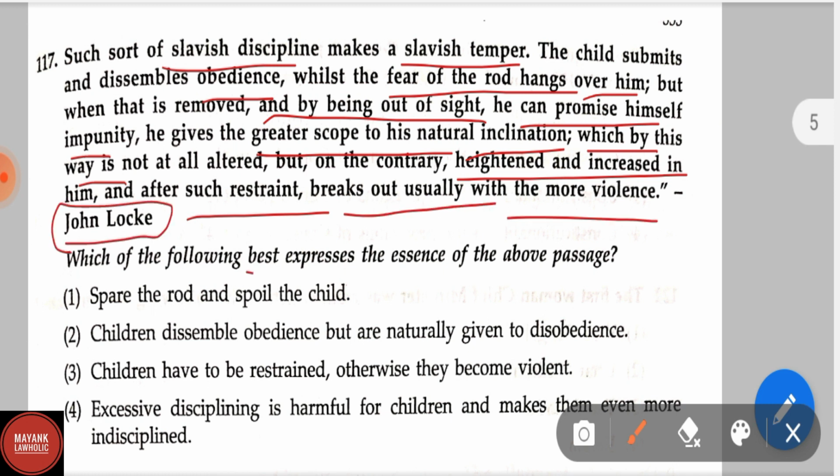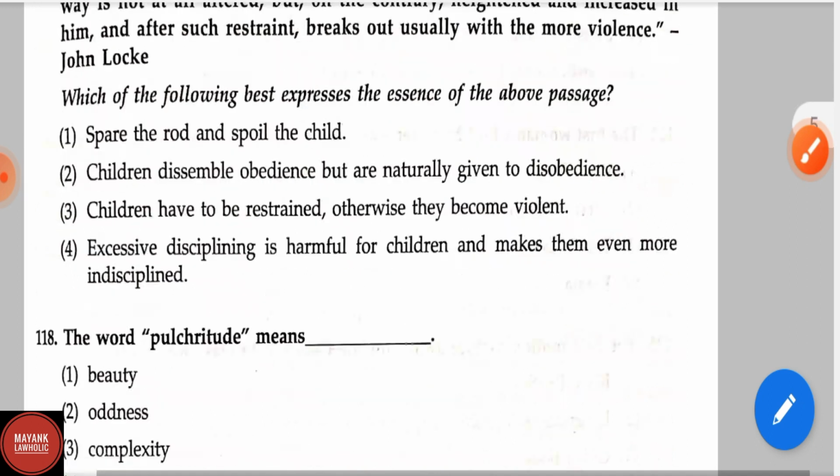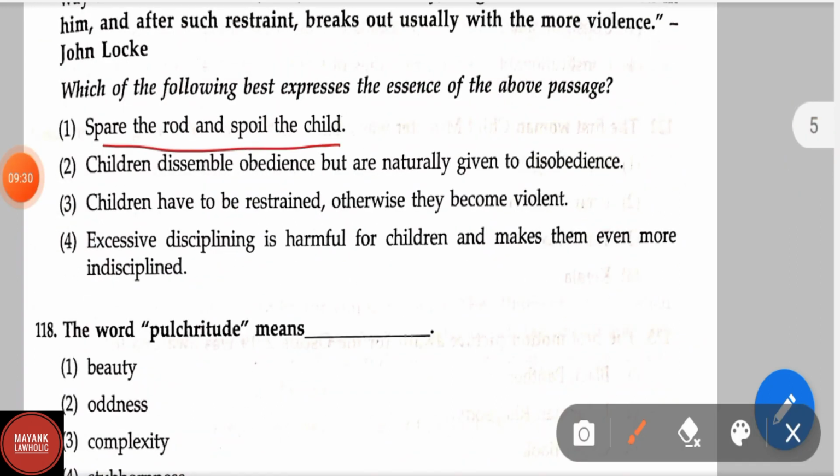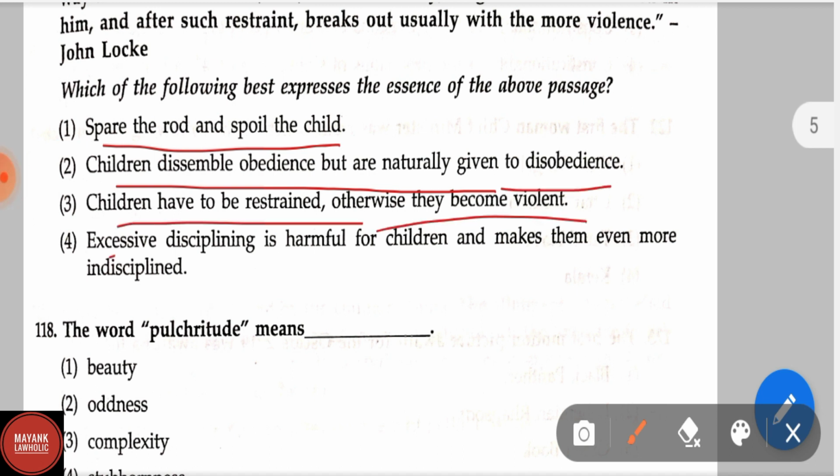John Locke. Which of the following best expresses the essence of the above passage? Here in this question we have read the passage which was written by John Locke. We have to give the correct answer which is related to this passage. So the options are: spare the rod and spoil the child; children dissemble obedience but are naturally given to disobedience; children have to be restrained, otherwise they become violent; excessive discipline is harmful for children and makes them even more undisciplined. This is more appropriate relating to the passage we have read. Correct answer is option 4.